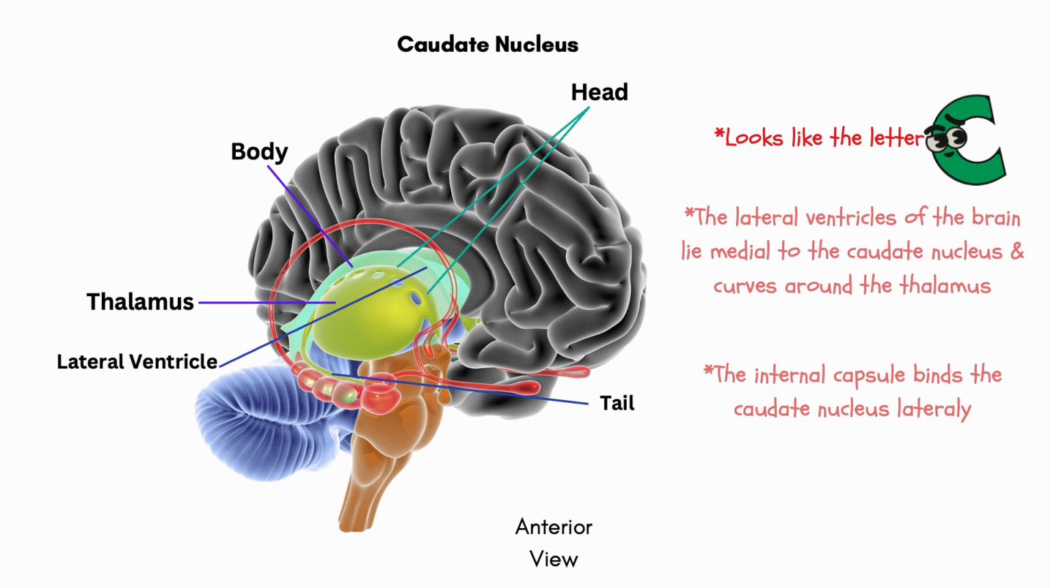It runs alongside the lateral ventricle of the brain, which is located medially to it, and curves around the thalamus. This caudate nucleus runs alongside the lateral ventricle, and this is the thalamus, which it curves around. Laterally, the caudate nucleus is bordered by the internal capsule.